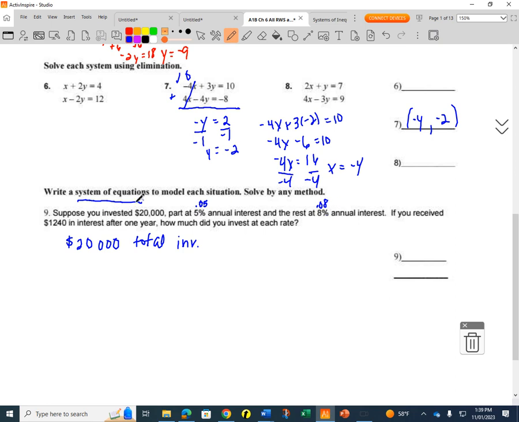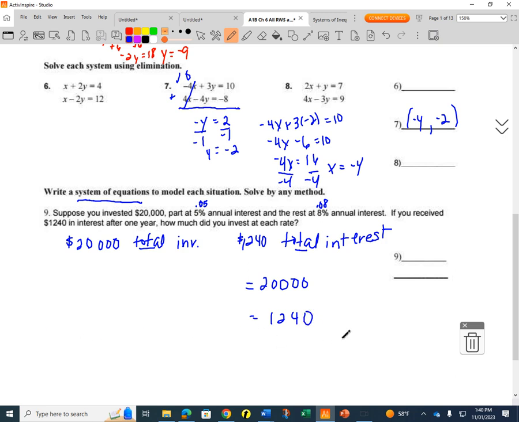If you received $1,240 in interest after 1 year, how much did you invest at each rate? So $1,240 is the total interest. Total interest. So guess what? Total is our hint. That's going to be something equals $20,000 and something equals $1,240.